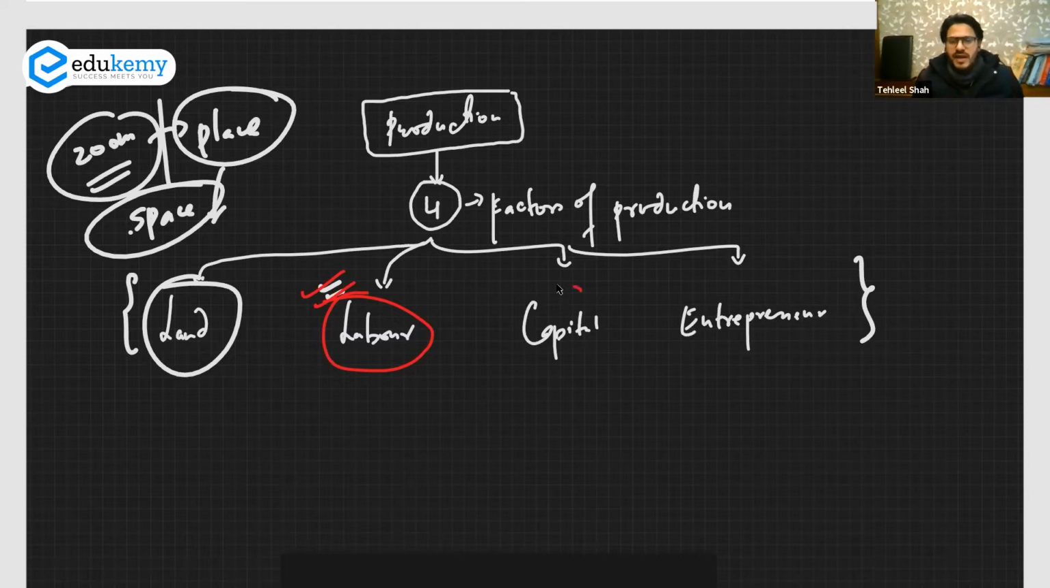Then you have another important factor of production, that is capital. Now I'm asking you, if Edukemy had not invested money in building this digital infrastructure, if it had not invested money in getting these lecturers and teachers from across the length and breadth of India, if it had not invested money in getting the content developers and, for example, the digital media handlers, and investing capital in this entire infrastructure, you would not have been able to enjoy the economic services that Edukemy is providing you.